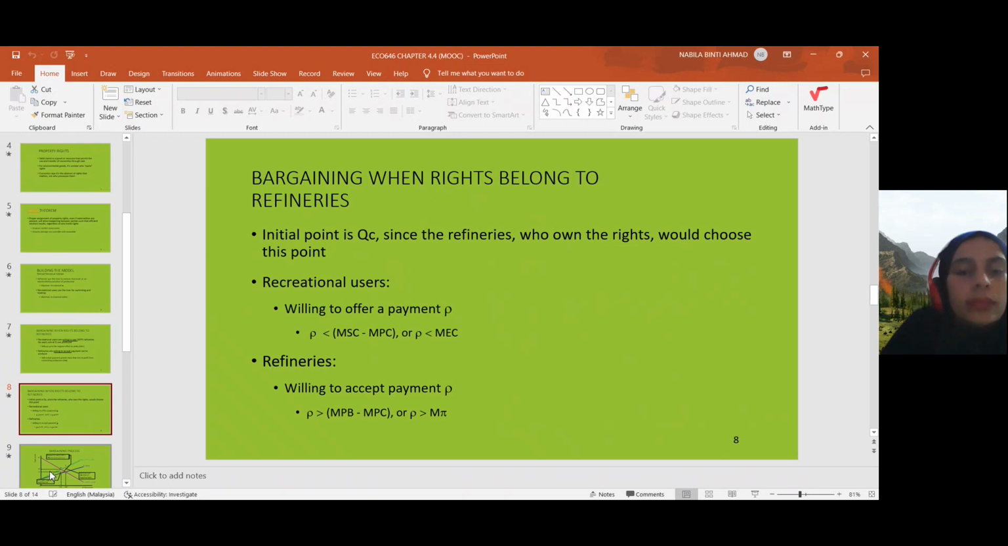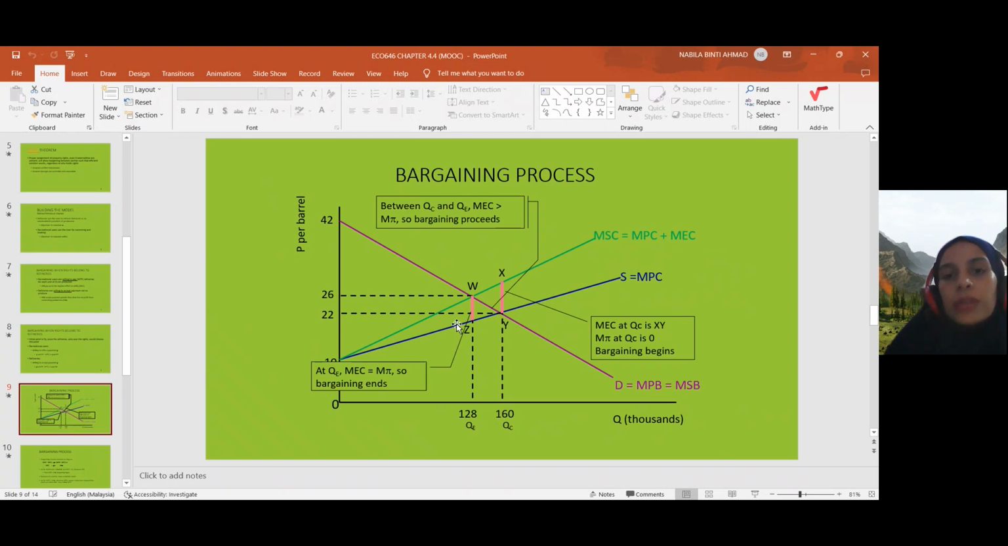And the initial point is QC, since the refineries who own the rights will choose this point. Recreational users are willing to offer a payment P if the payment is less than marginal social cost minus marginal private cost, or less than marginal external cost. And refineries are willing to accept payment if it is more than marginal private benefit minus marginal private cost, or marginal profit, right? And this is where bargaining happens. So it will happen here.